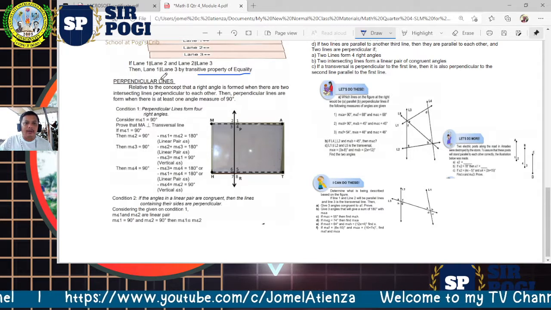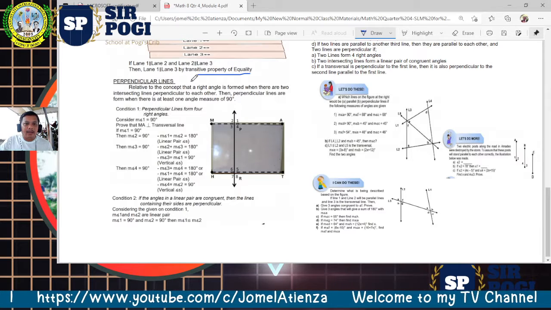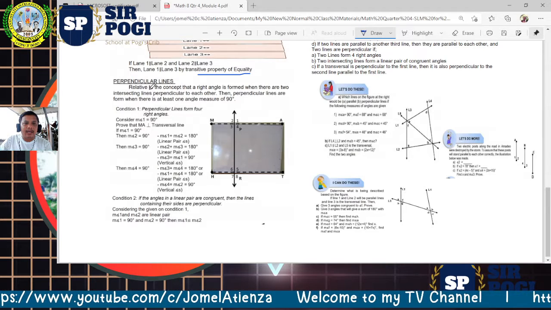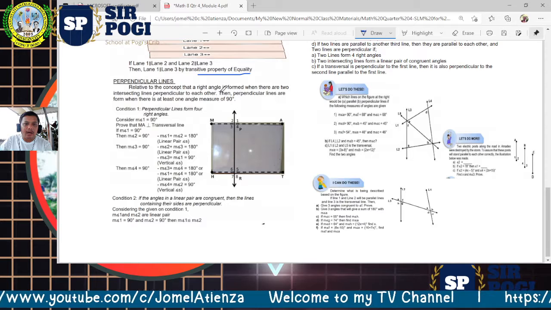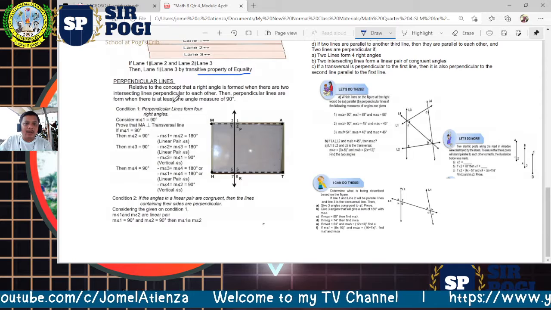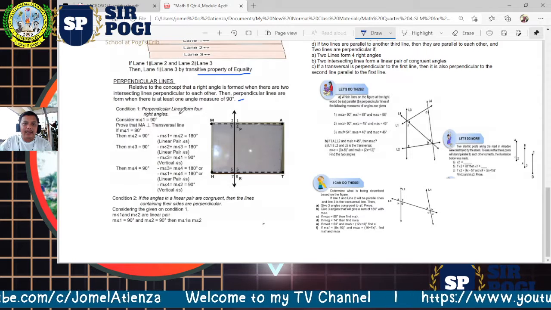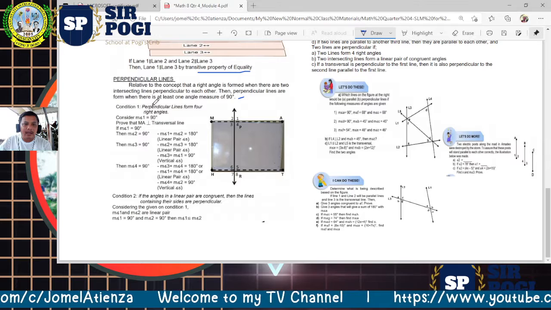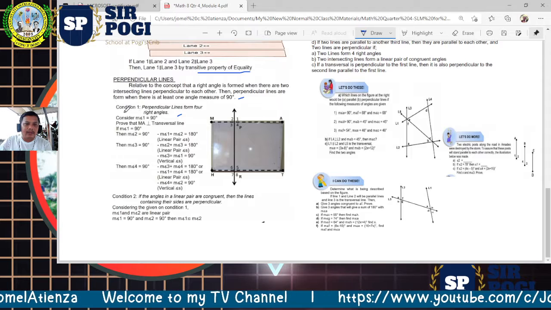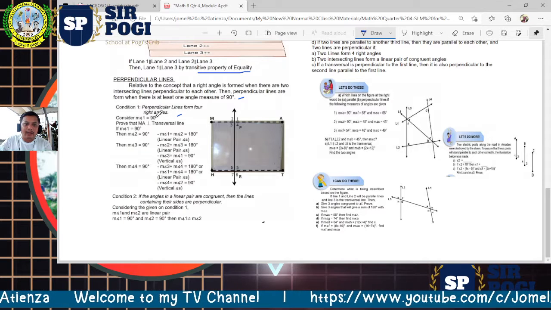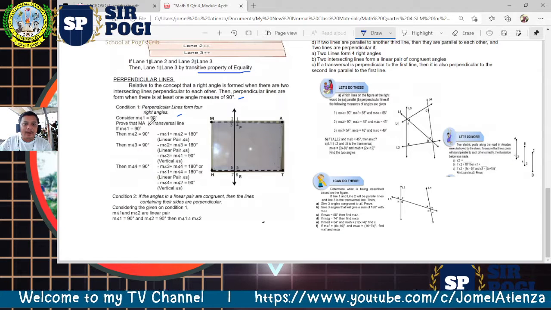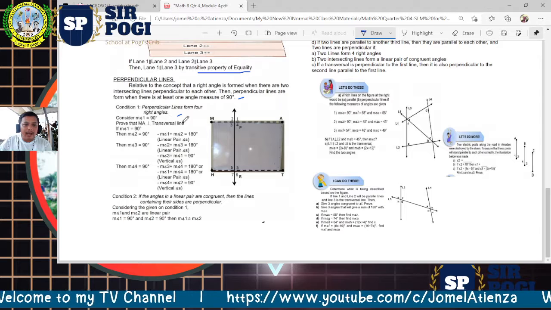So when we say perpendicular lines, relative to the concept that a right angle is formed when there are two intersecting lines perpendicular to each other, then perpendicular lines are formed when there is at least one angle measuring 90 degrees. So condition 1, perpendicular lines form four right angles. Consider that the measure of angle 1 is equal to 90 degrees. So we can prove that MA is a perpendicular transversal line.